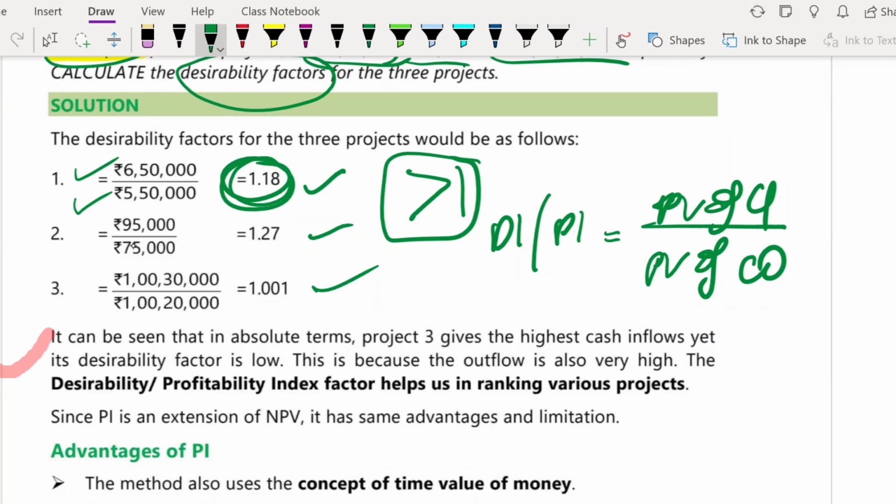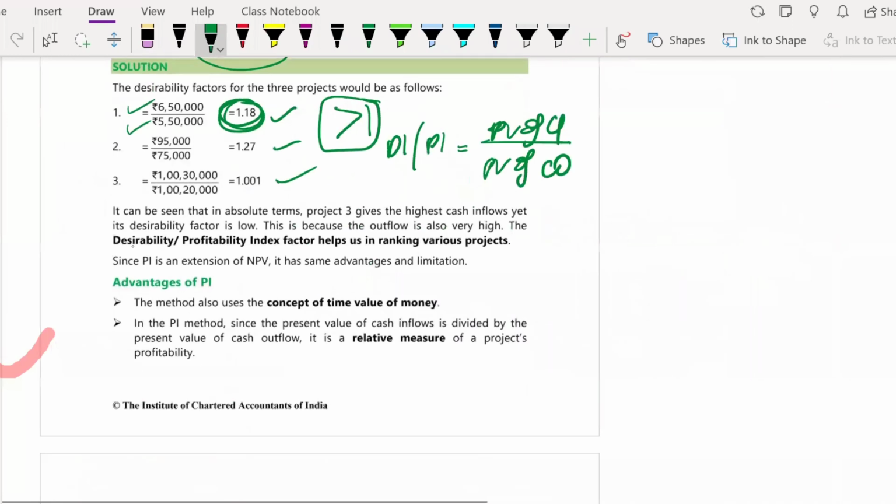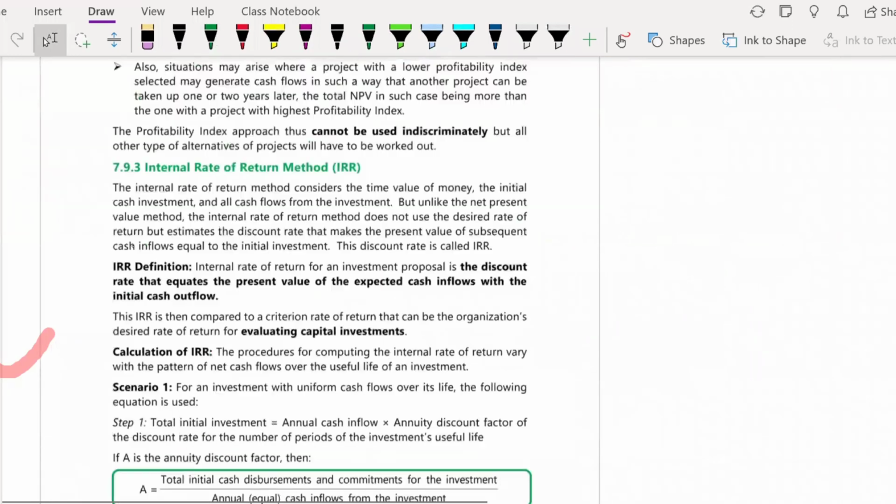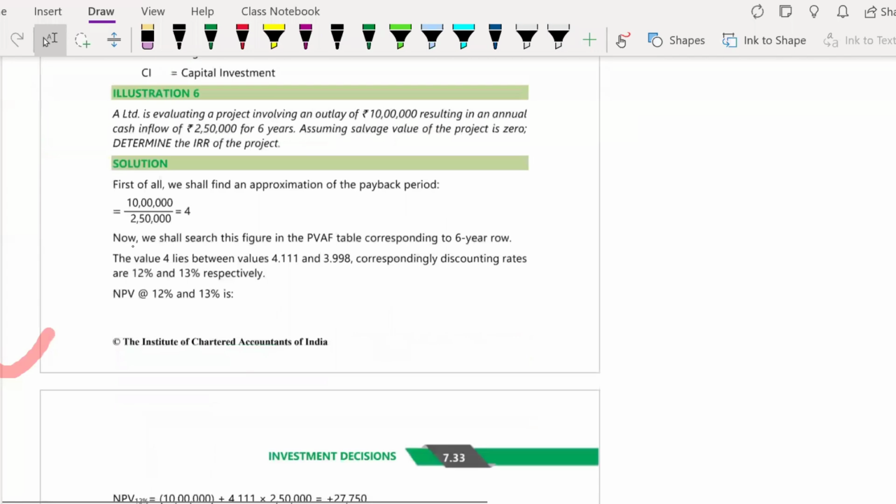So somebody has asked, how do we calculate annuity factor? At the end of the class, I'll teach you how to do it. Okay, so I hope illustration number 5 is also clear to you all. Easy only. There was nothing in that.